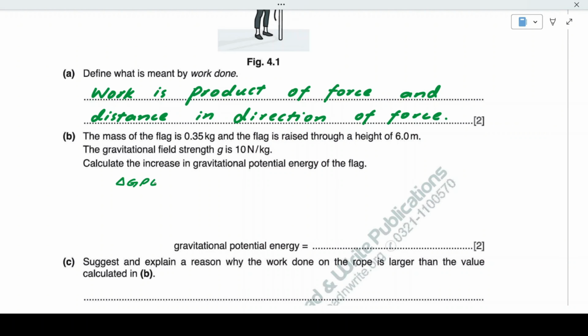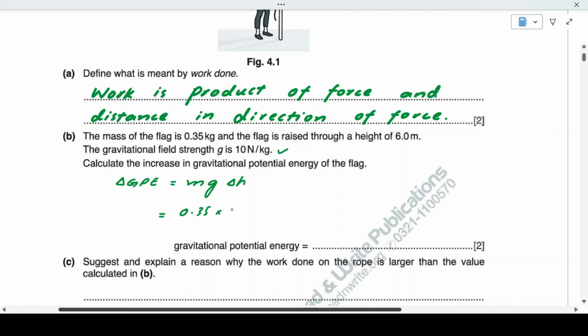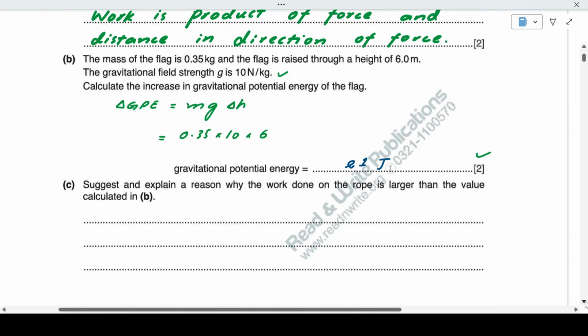Increase means delta GPE. Formula is mg into delta H, which means mass 0.35 times the value of G. If it is given 10, we'll use it as 10. Delta H is 6. So whatever you get is your final answer. 21 joules. The unit is joules.